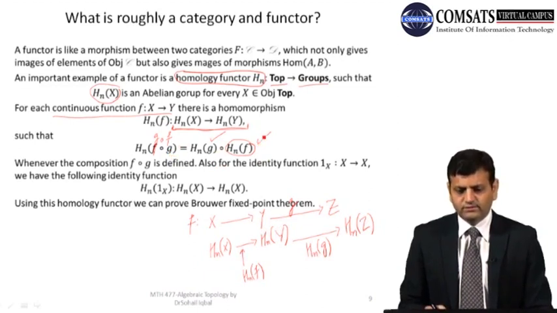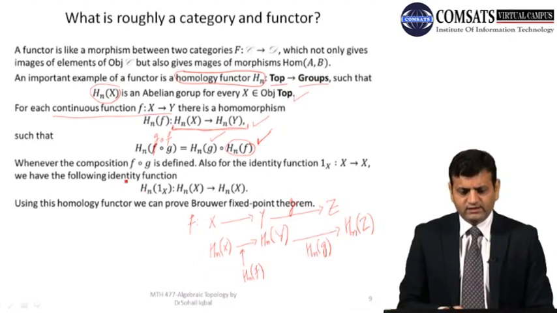So now we have images of the three components of the category. We know how to take images of the objects, we know how to take images of the morphisms, which are continuous functions in this case, and we know how to take images of the composition. So these three essential components have been mapped from one category to the other category. That's what roughly a functor is.